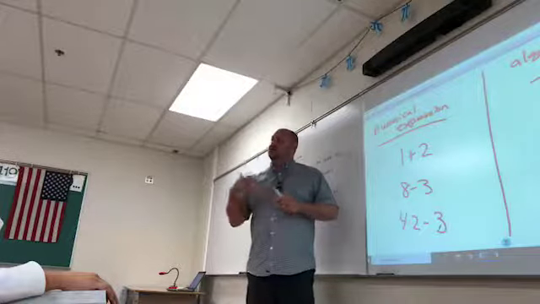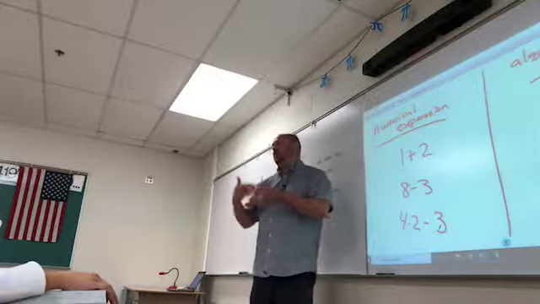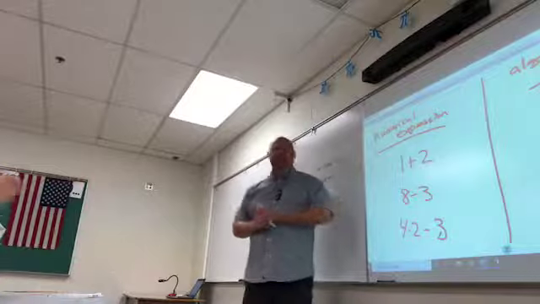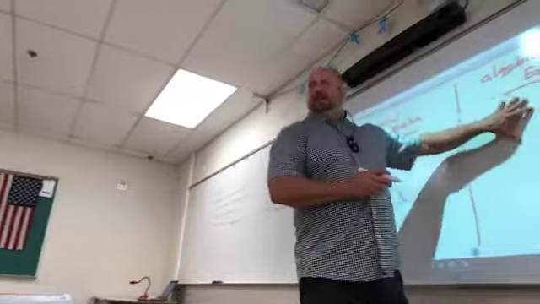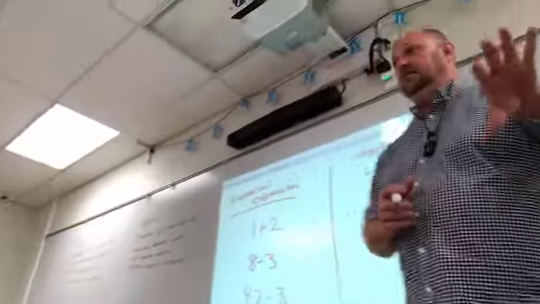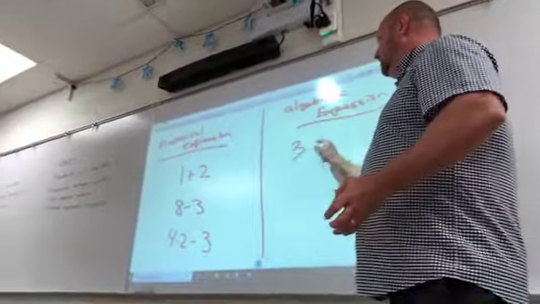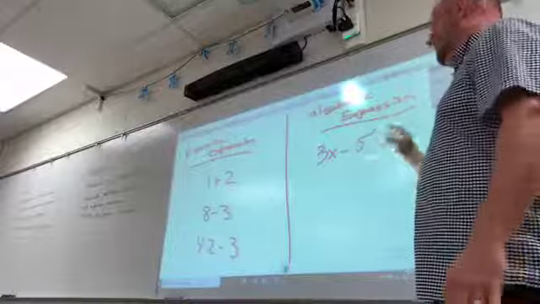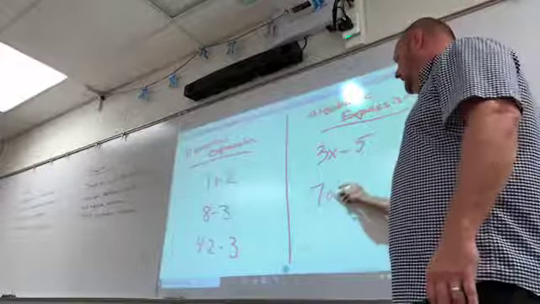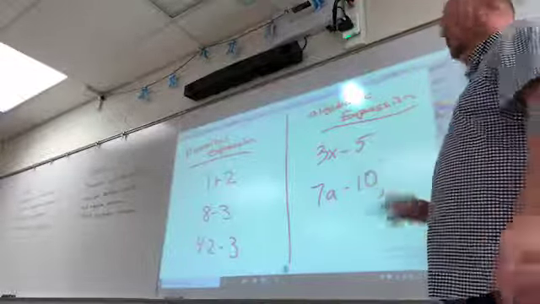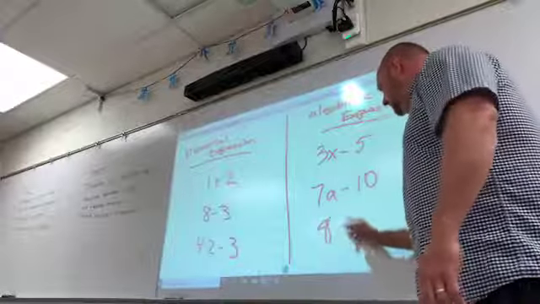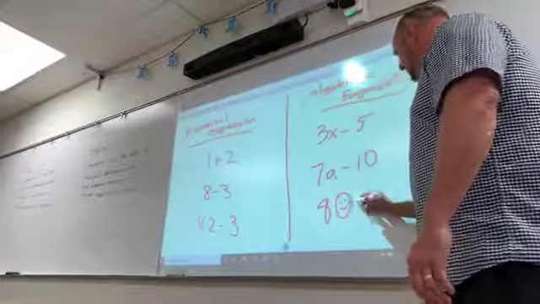5, right? Numerical expressions are nothing but constants, basically. What do you think an algebraic expression is, though? It's going to have variables. So it's going to be something like 3x minus 5, 7a minus 10, 8 smiley face minus 3.